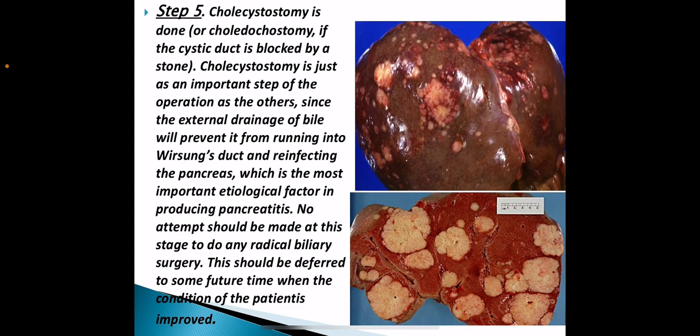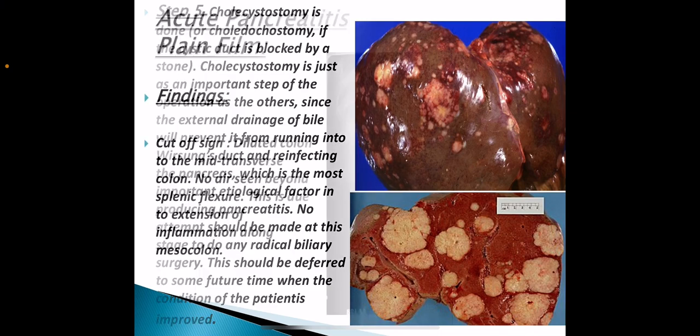Cholecystostomy is done, or choledochostomy if the cystic duct is blocked by a stone. Cholecystostomy is just as important a step of the operation as the others, since the external drainage of bile will prevent it from running into the pancreatic ducts and infecting the pancreas, which is the most important etiological factor in producing pancreatitis. No attempt should be made at this stage to do any radical biliary surgery. This should be deferred to some future time when the condition of the patient has improved.